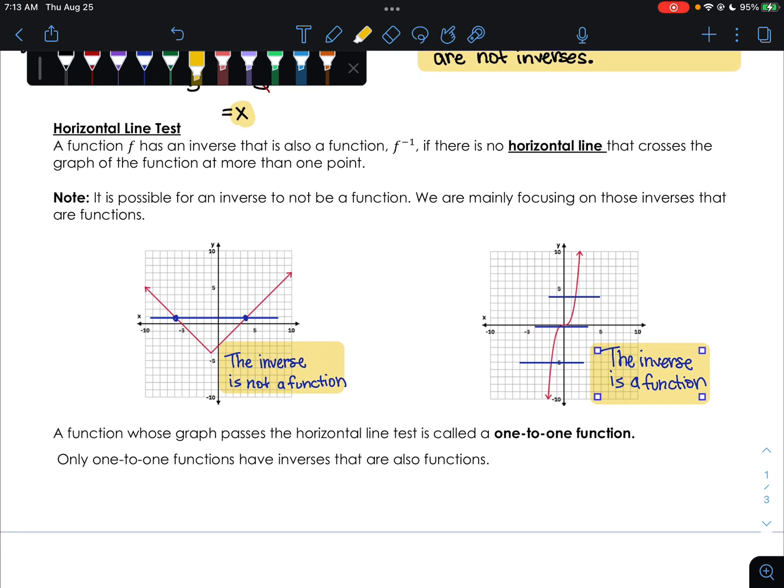Now, it is possible for our inverse to not be a function like we said, but we're focusing on inverses that are functions, okay? So if a function passes the horizontal line test, it is known to be a one-to-one function. Again, that just means that the inverse is a function. So only one-to-one functions have inverses that are also functions. So it's going to pass the vertical line test and the horizontal line test, so it's one-to-one.